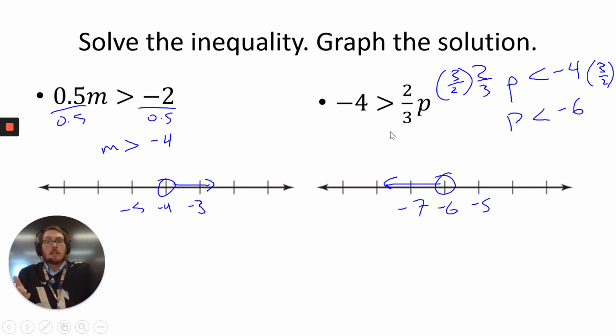The next one is 2/3 p. Notice I flipped it around so the variable's on the left side. To get rid of a fraction coefficient, you always multiply by its reciprocal. Okay, so that's something you want to keep track of as you're looking at these questions. And when you multiply by the reciprocal, you get p is less than negative 6. So open circle at negative 6, and then you go to the left because it's a less than question.